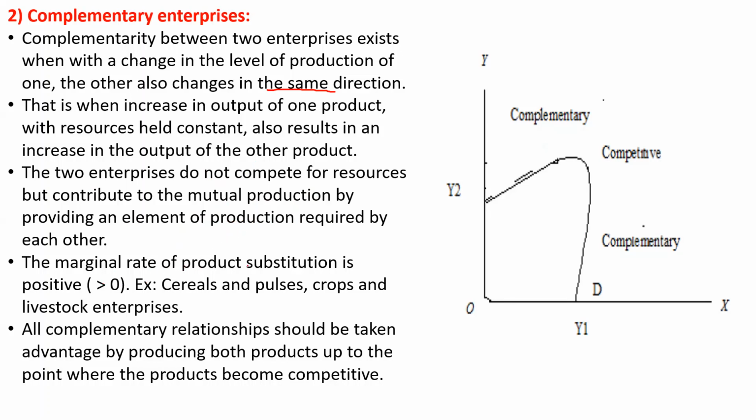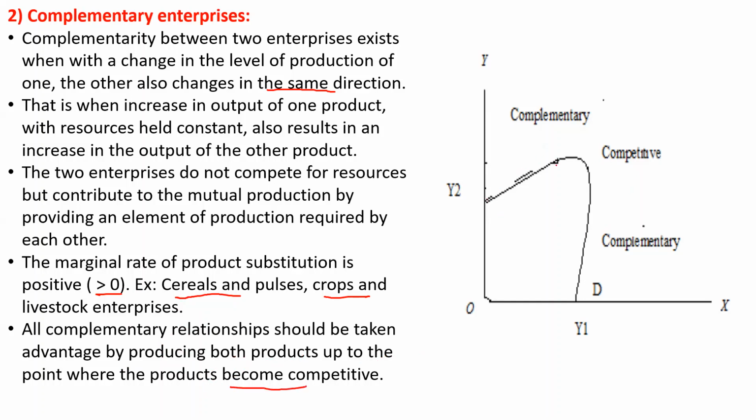Now the marginal rate of product substitution is positive, that is greater than 0 in case of complementary enterprise. Example, cereals and pulses, crop and livestock. These are the examples for complementary enterprise. Now complementary relation should be taken advantage. The farmer should take the advantage of this complementary relationship by producing both the products up to point where these products they do not become competitive.